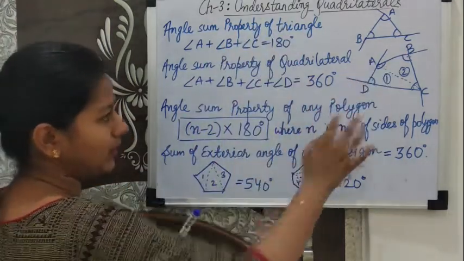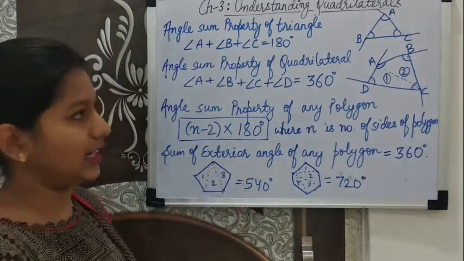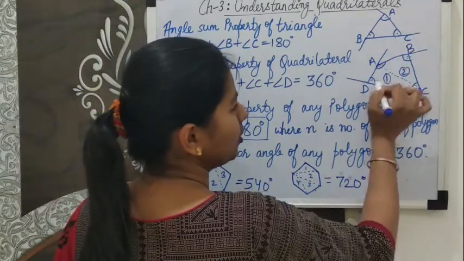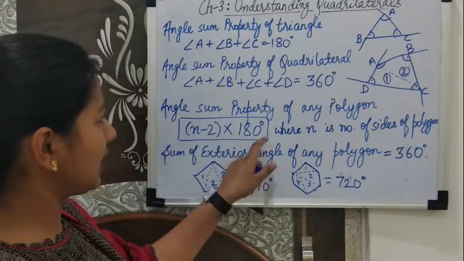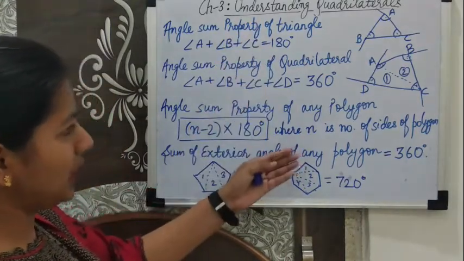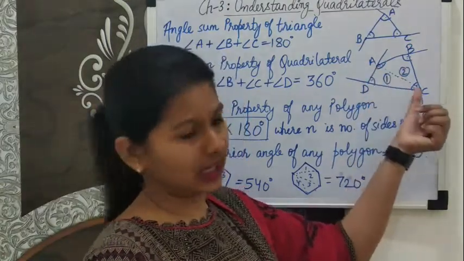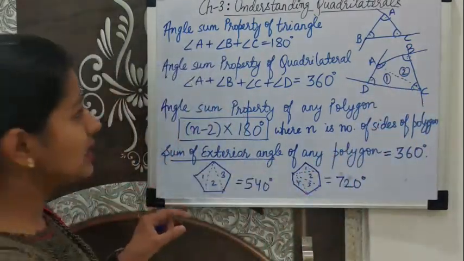Till now, we were talking about the angle sum property of interior angles. Fine, these are the interior angles. So, अभी तक हम जो इस formula की बात कर रहे थे या जो भी angle sum property की बात कर रहे थे, we were talking only about interior angles. Now, what about the exterior angle? These are the exterior angles.